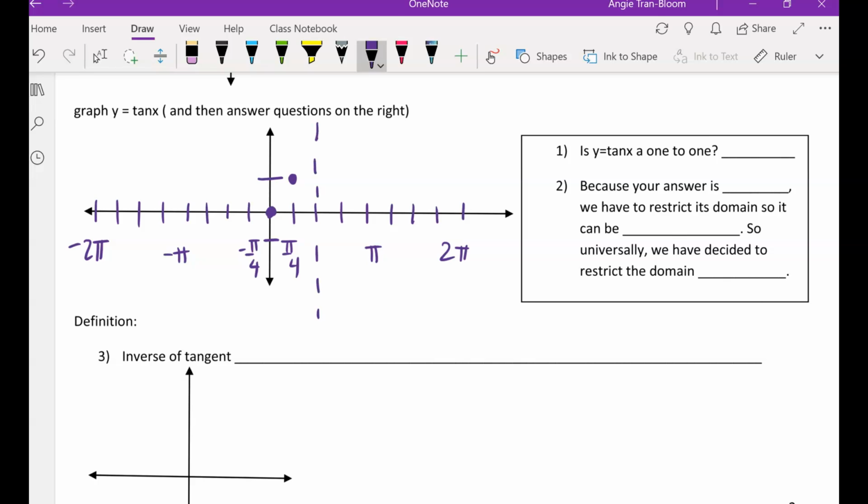Okay. Then we're going to go to the negative pi over 4. What's tangent of negative pi over 4? Negative 1, because that's in quad 4 now. What's tangent of negative pi over 2? Undefined. So we have another asymptote. Once you have a few dots, because trig is repeating itself, just repeat the dots. And of course you can go beyond 2 pi, but I'm running out of space, so let's stop there.